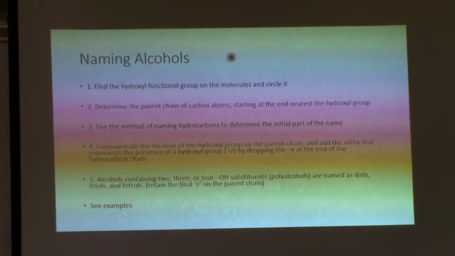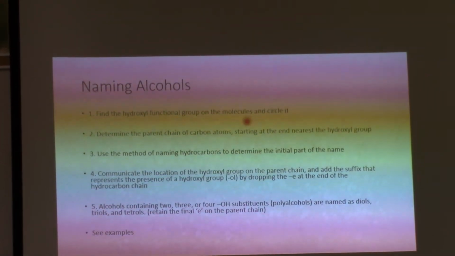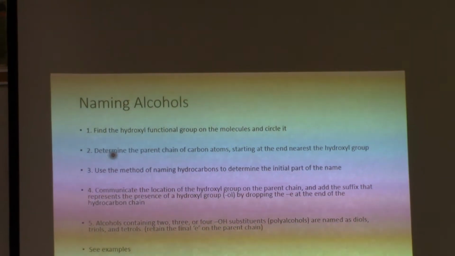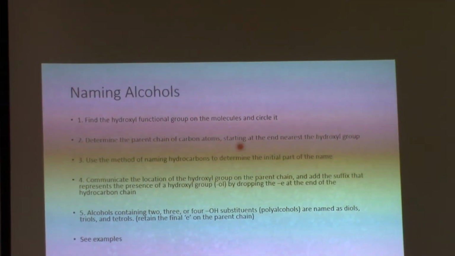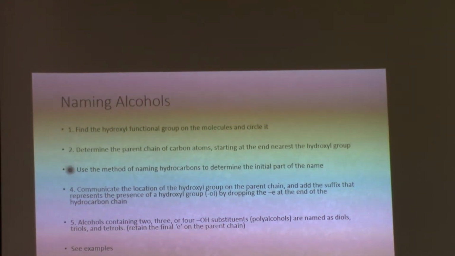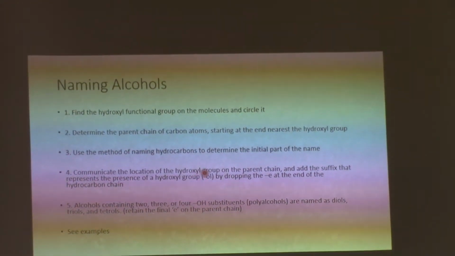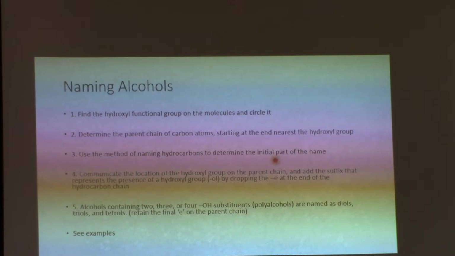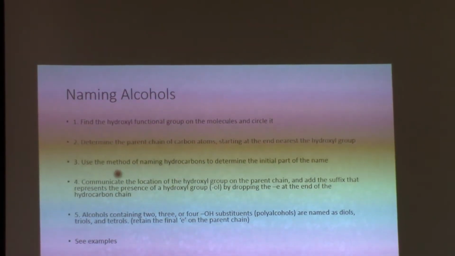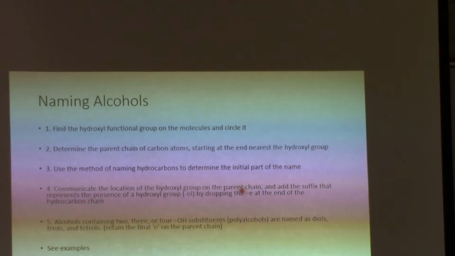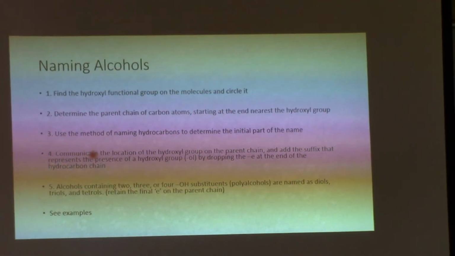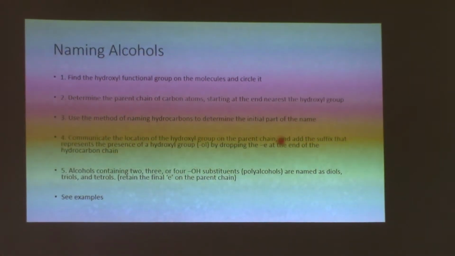All right, so how do we name alcohols? You find the hydroxyl functional group and circle it. Determine the parent chain of carbon atoms, starting at the nearest end closest to the hydroxyl group. Use the method of naming hydrocarbons as we've already done to determine the initial part of the name. Now we name alcohols like this. You name the location of the hydroxyl group on the parent chain.